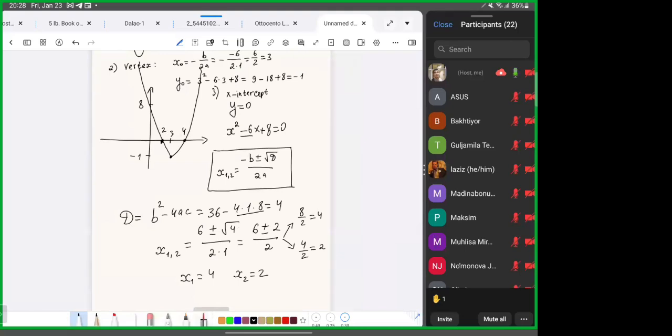Also, I would like to pay attention to this point. Here the distance is 1, here the distance is also 1. This is because this line is the line of symmetry of your parabola.